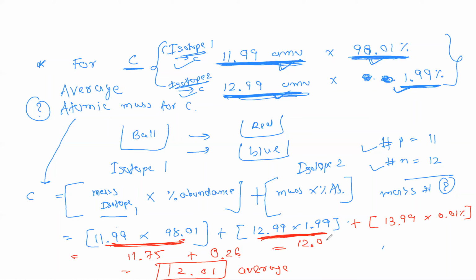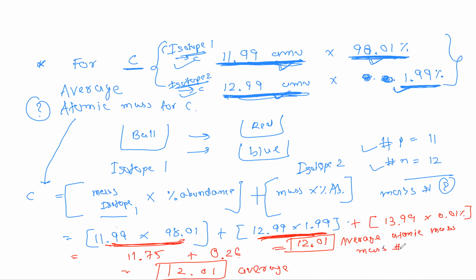So it should be, just add them up, right? It is 12.01, right? When you add this up, 12.01. And what does that number mean? This is called average atomic mass, or we can say atomic mass, or we can also call this the mass number.